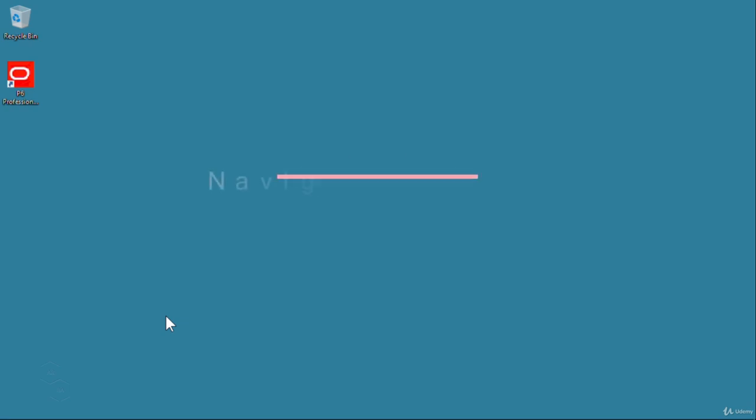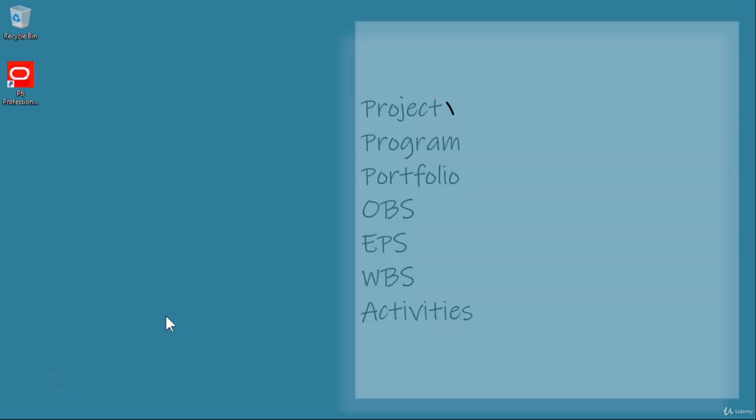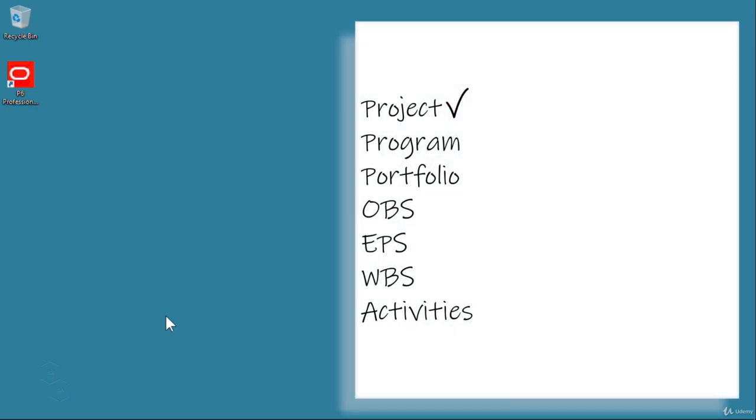Hello, and I would like to start by focusing on some of the main concepts that we have covered in our previous section. We said that the Primavera P6 is a project schedule management system, which is mainly used for project portfolio management or PPM. Now, we know that the project is a temporary endeavor undertaken to create a unique product, service, or result.